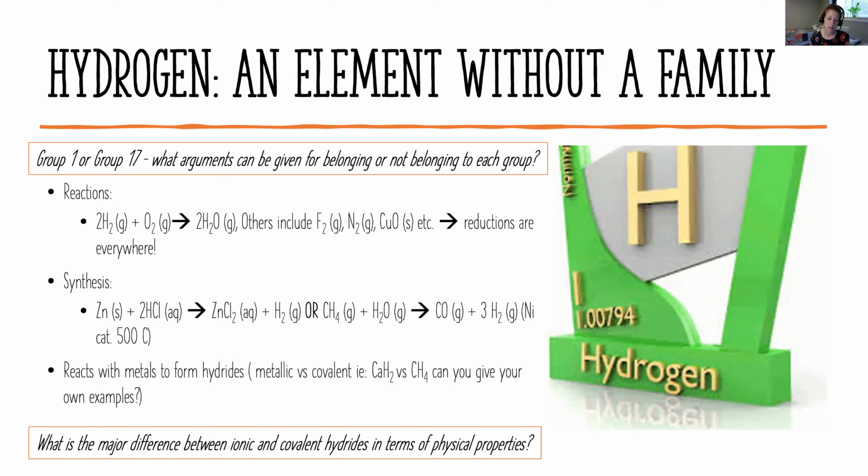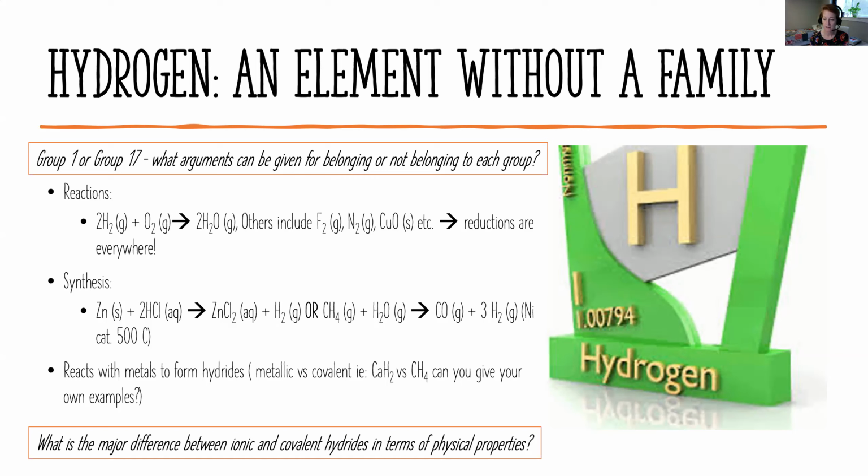And so then what's the major difference between ionic and covalent hydrides in terms of physical properties? The major difference is that ionic hydrides are going to have metallic bonding. They're going to be brittle. They're going to have high boiling points, high melting points. It's going to take a lot of energy to break up a solid into a liquid or a liquid into a gas. In terms of a covalent hydride, those are typically covalent anyway.